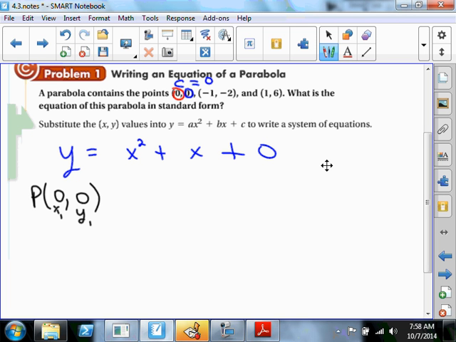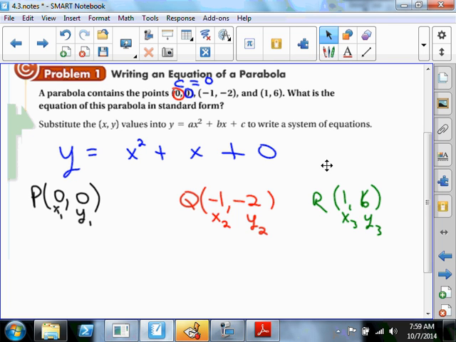Okay. So my next point, I'll call it Q, is the point -1, -2. And I've got x sub 2 and y sub 2. Does everybody see what I'm throwing down there? I'm just relabeling the points, saying, okay, that's an x and that's a y. Now my third point there, the point 1, 6, I'm going to label that as x sub 3 and y sub 3. Okay.